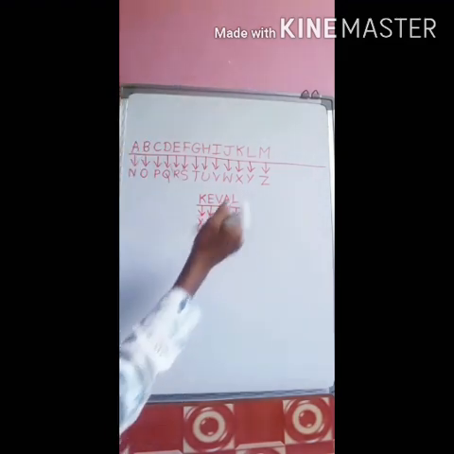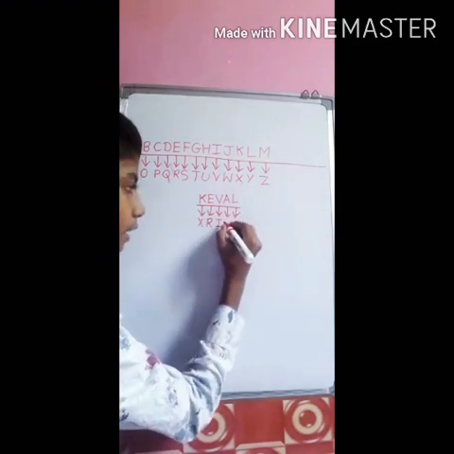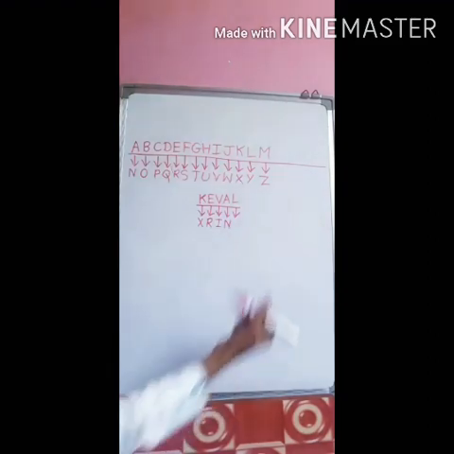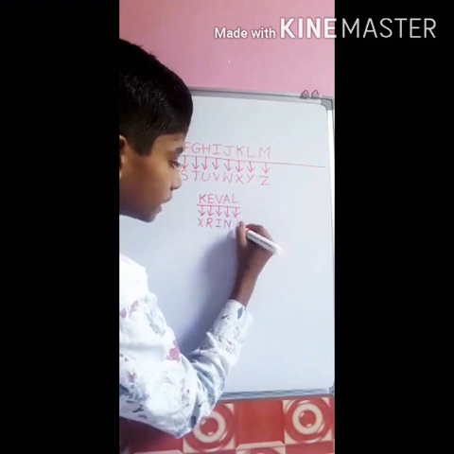Now next letter A. Now we will see which letter is equal to A. As you can see, A is equal to N. Now we will write N below A. Now we will see again L. L is equal to Y. Now we will write here Y.